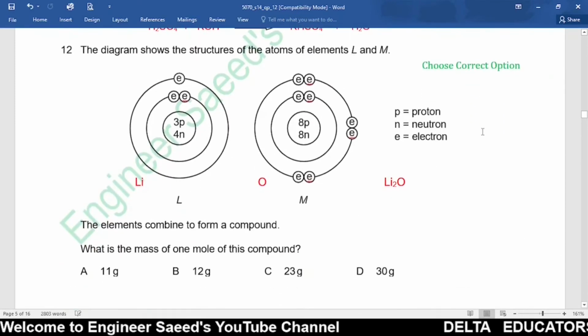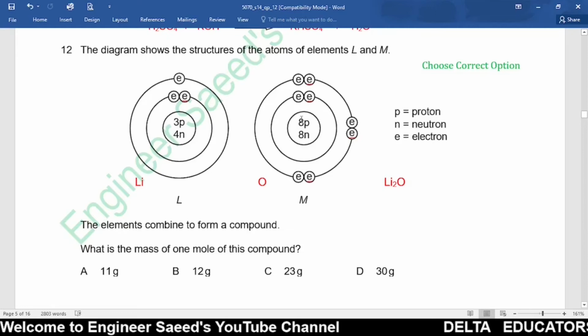Question number 12. The diagram shows the structure of the atoms of element L and M. The elements combine to form a compound. What is the mass of 1 mole of this compound? In this element L, total nucleon number is 3 plus 4, 7. And 7 nucleon number is of lithium. So this one is lithium.